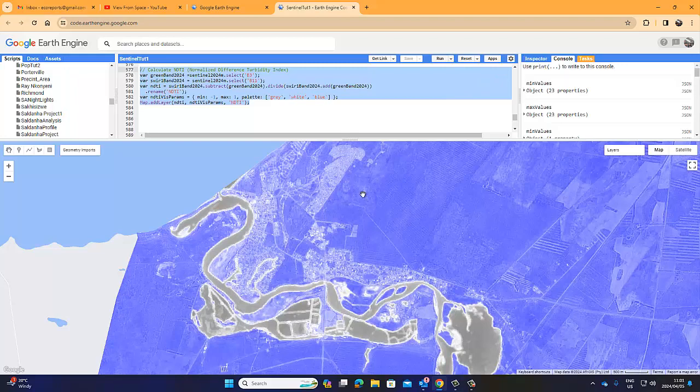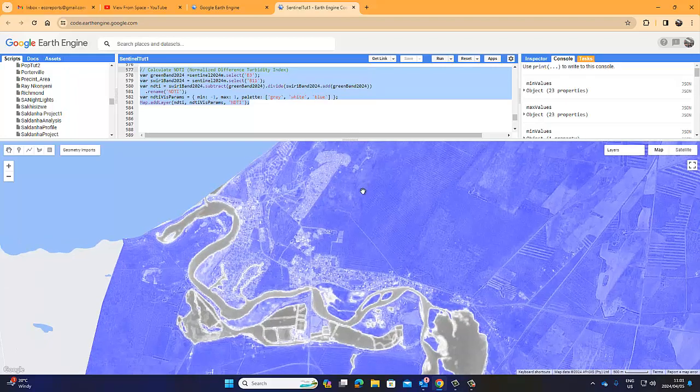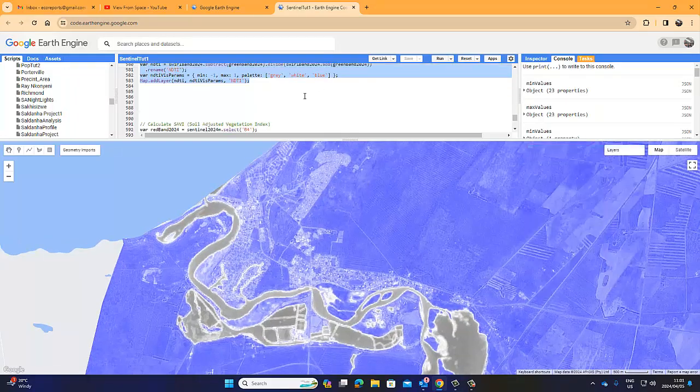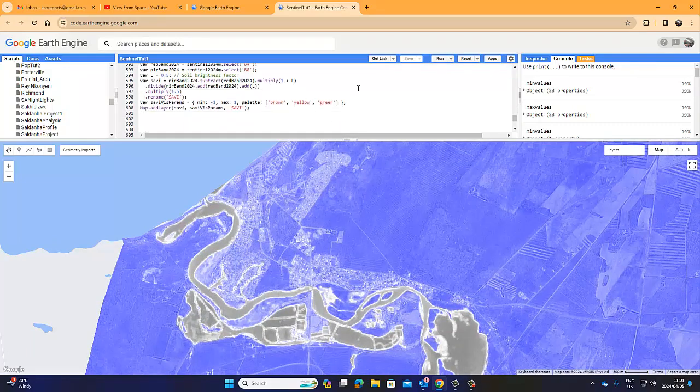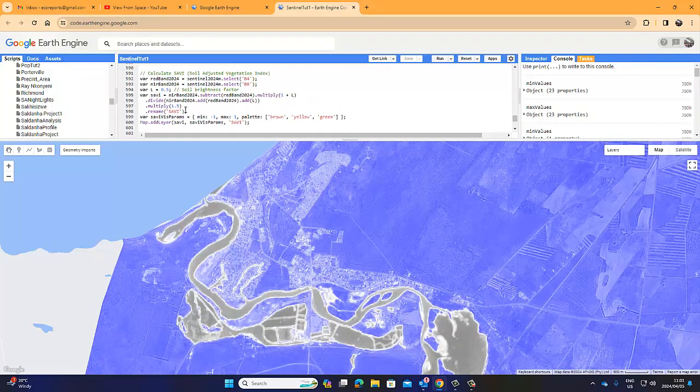Anyway, let's go to the next one. I just want to quickly have a look. The next one is called the Soil Adjusted Vegetation Index. In this case, this specific index uses the red band and the near infrared band.